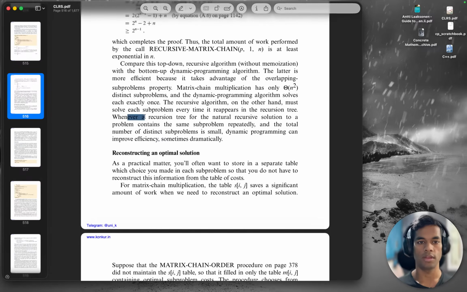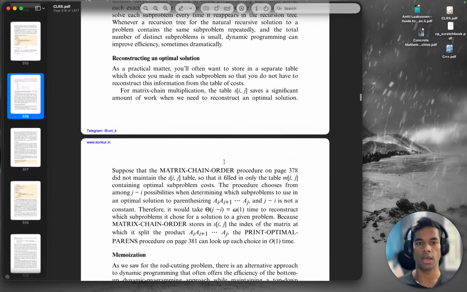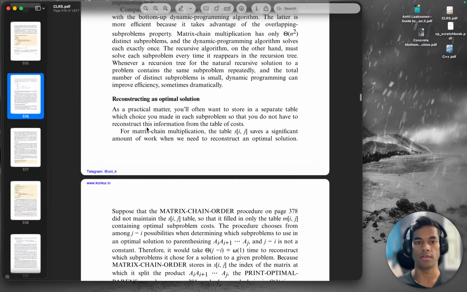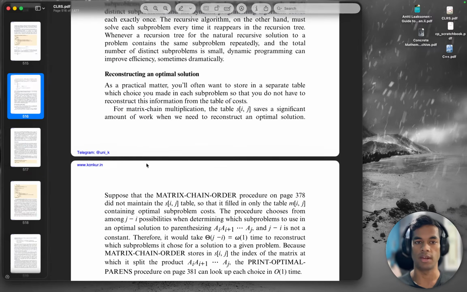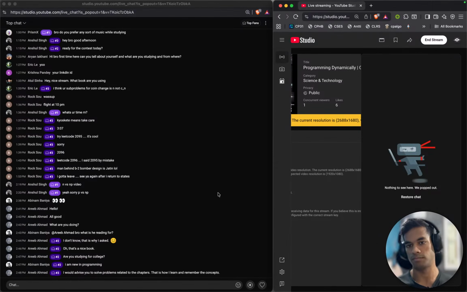In the recursion tree, whenever the recursion tree for the natural recursive solution to a problem contains the same subproblems repeatedly, and the total number of distinct subproblems is small, dynamic programming can improve efficiency, and sometimes dramatically. And that is really, really true.